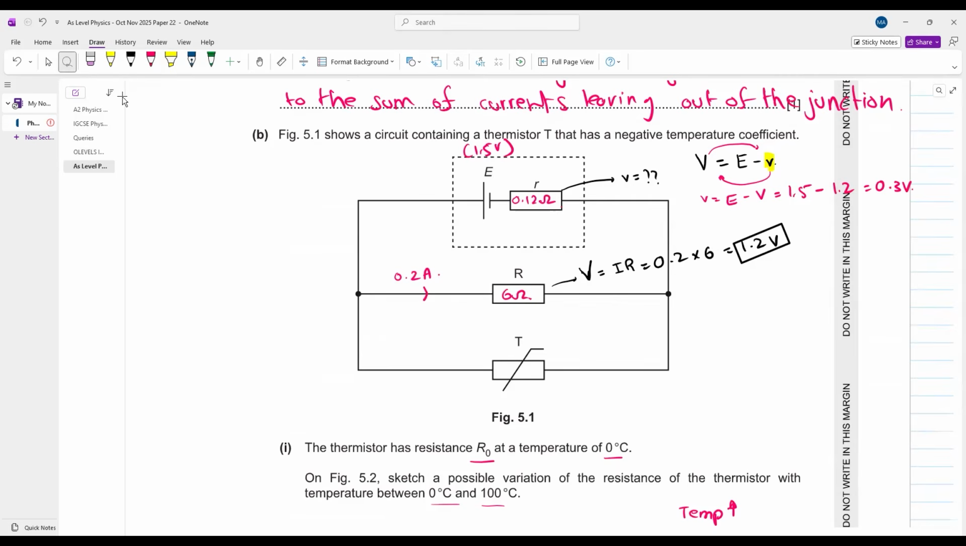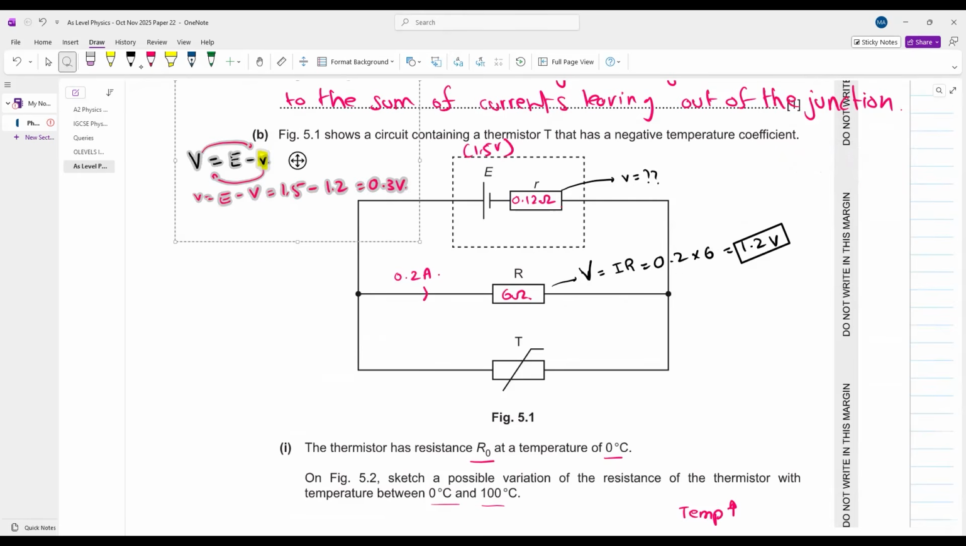Voltage in the internal resistor comes out to be 0.3. Let's put it in a neat and tidy place. Let's put it here. Perfect. Now you know that the voltage in the internal resistance is 0.3 volts. The internal resistance has a resistance of 0.12 ohm.